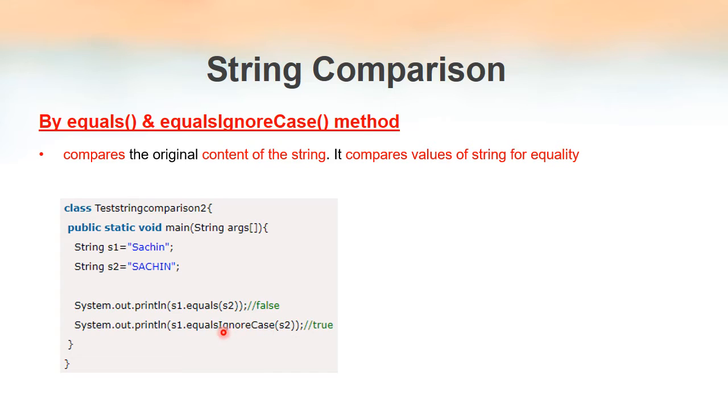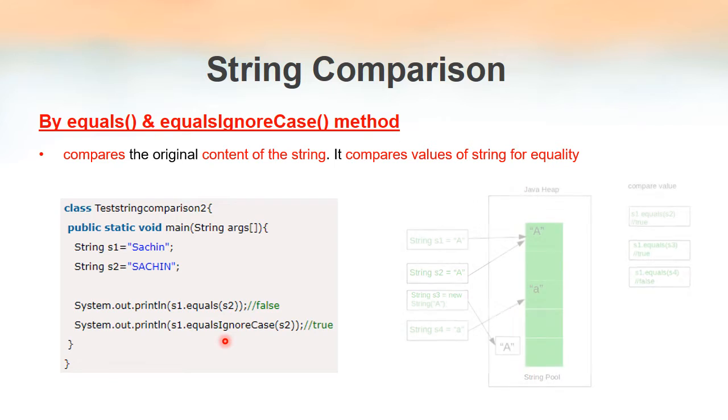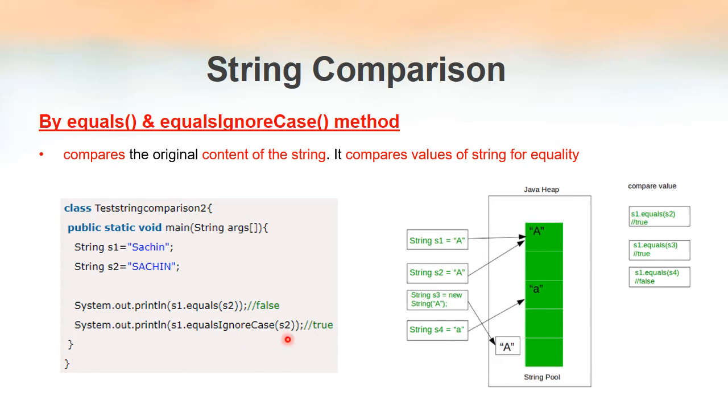On the other hand, if you use the equals ignore case method, as the name indicates, it ignores the case. It does not bother about the capital and small letters. It just checks the words S1 and S2. As we can see, both of them are Sachin, so the equals ignore case method will return true. It will not check the case, and just checks the characters only. So that's the difference between the equals and equals ignore case methods.